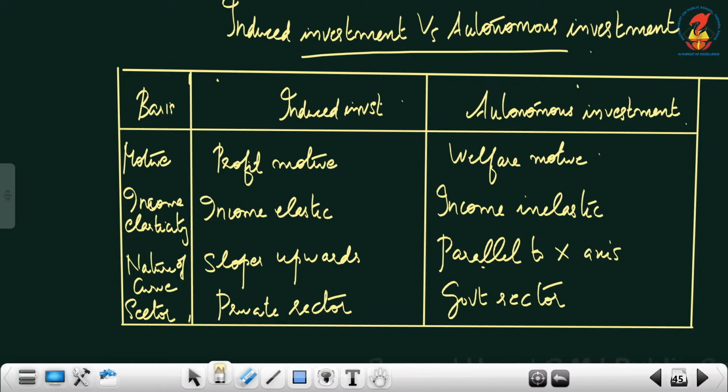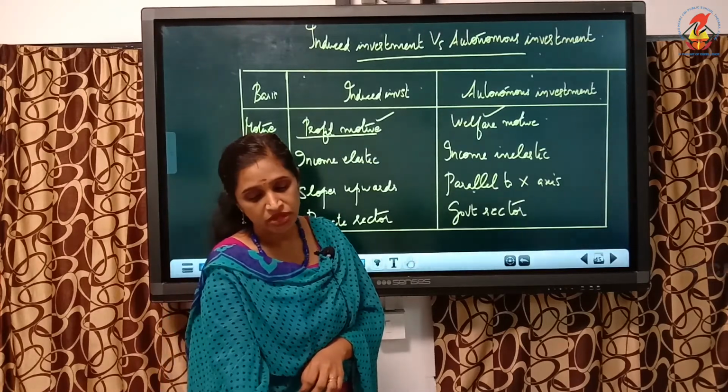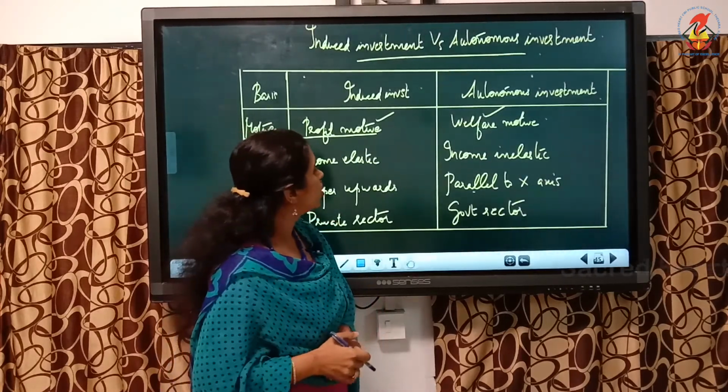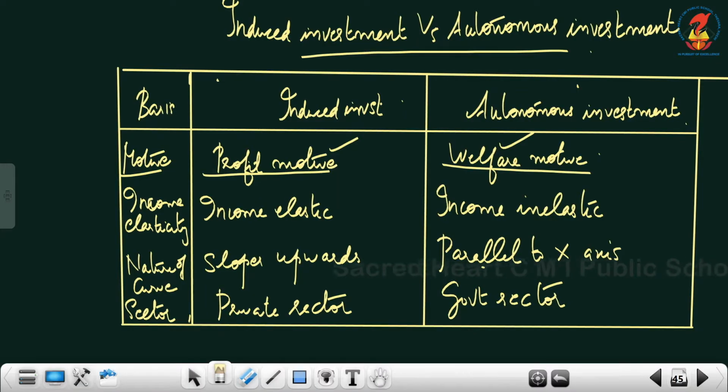Now we will move on to the major differences between induced investment and autonomous investment, which I have written in the form of a table here. On the basis of motive, what is the first basis? Induced investment is profit motive. Autonomous investment is welfare motive. There is a difference between the induced investment and autonomous investment: if induced investment is profit motive, autonomous investment is welfare motive.